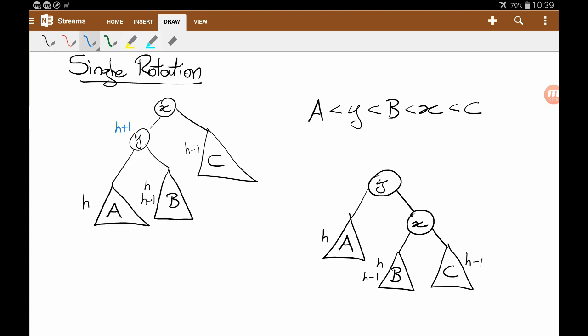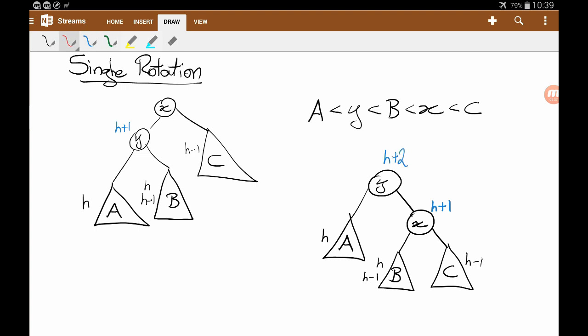So from there we can say, well, the height of X is simply going to be the biggest height of its child plus 1. So the height of X is now going to be H plus 1, while the height of A is simply H. So the height of Y is going to be H plus 2.